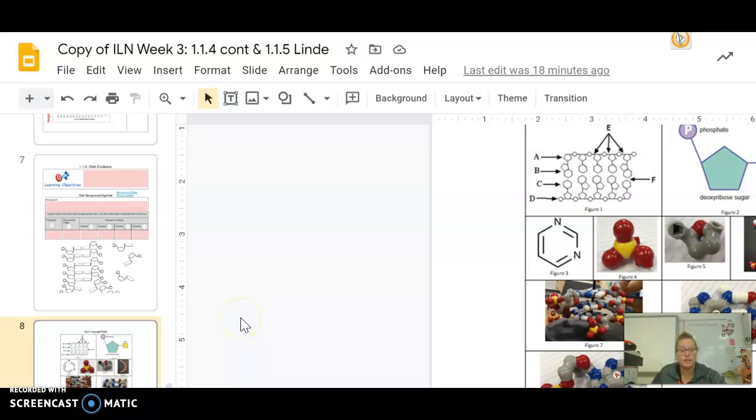All right, so now that you've done your blood spatter, let that dry. While that's drying, we're going to take a closer look at DNA.